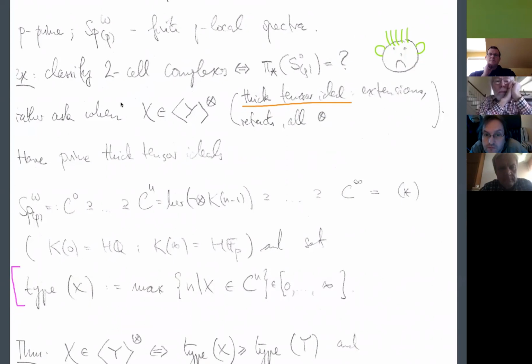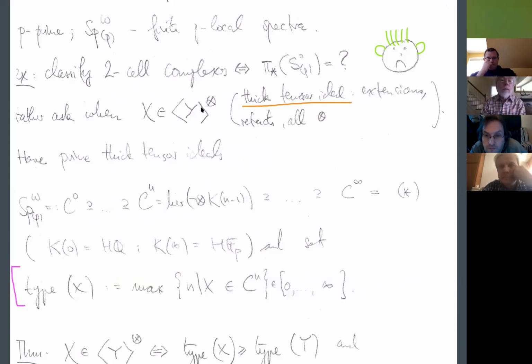Namely, rather than asking when two finite complexes X and Y are equivalent, we can just ask when one builds the other, meaning X is contained in the thick tensor ideal generated by Y. After all, the thick tensor ideal is just the smallest thing which you can build from the given Y using the obvious structure floating around, meaning this is the smallest class containing Y which is stable under extensions, retracts, and tensoring with anything. This is why it is referred to as an ideal.